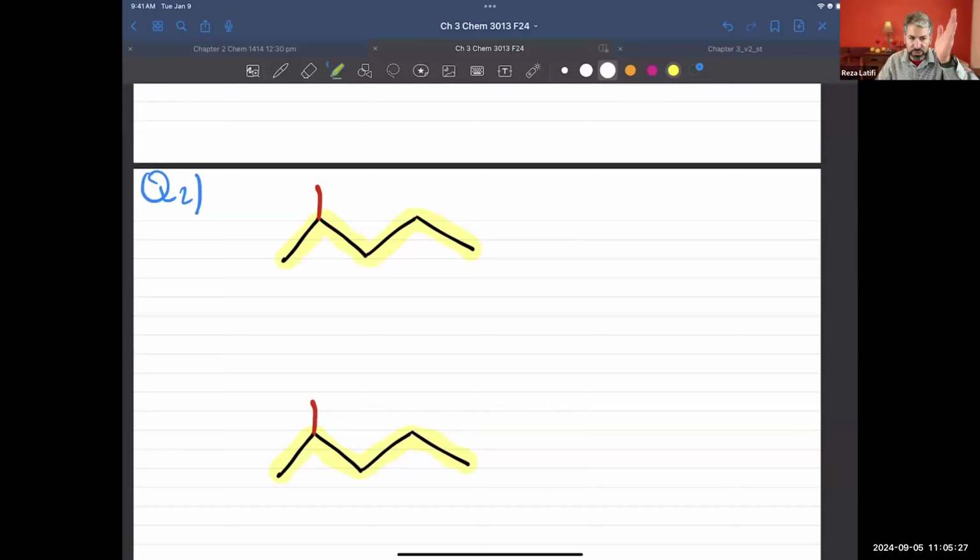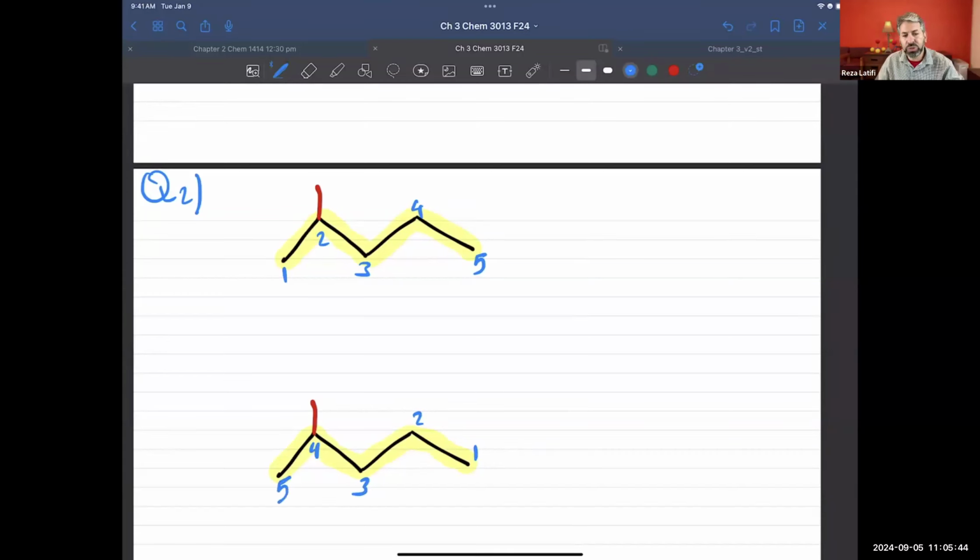Can I highlight the red one? Yes, but it doesn't change anything. Now I can start labeling from the left side and say 1, 2, 3, 4, 5. Or I can start from here and say 1, 2, 3, 4, and 5.